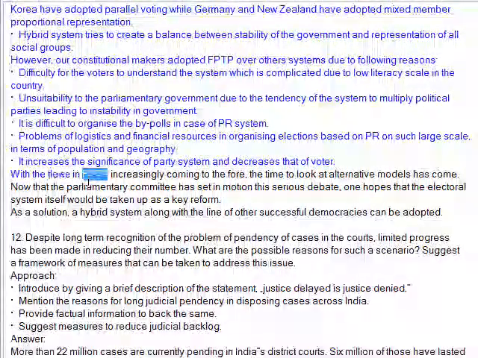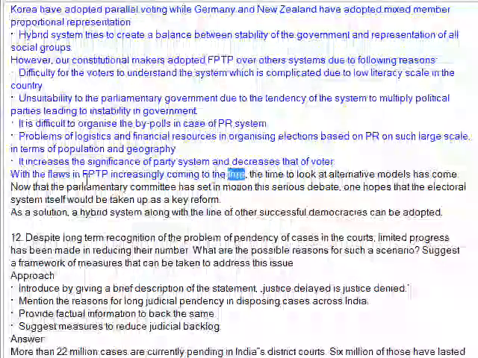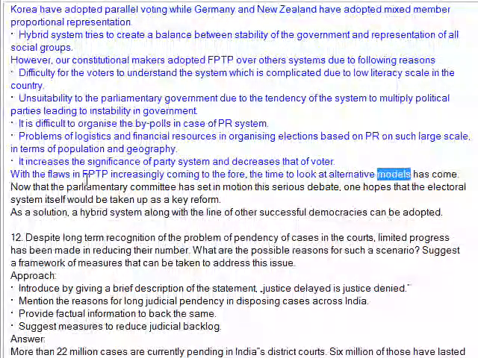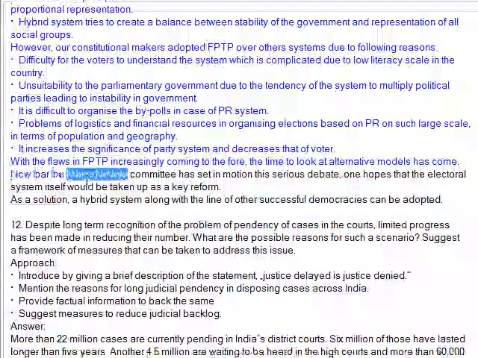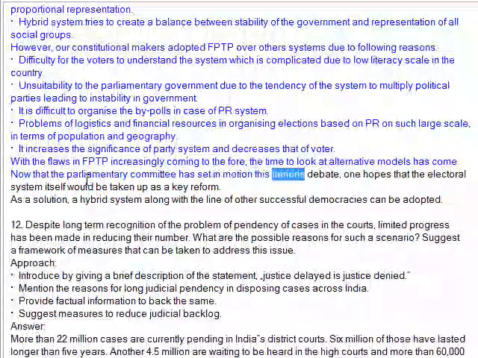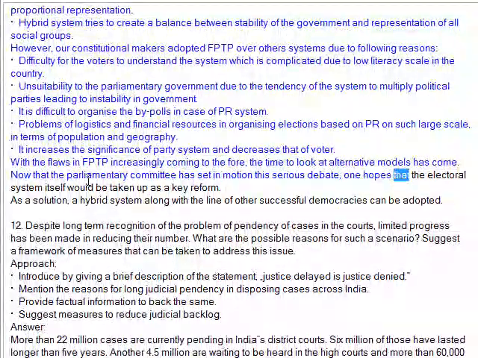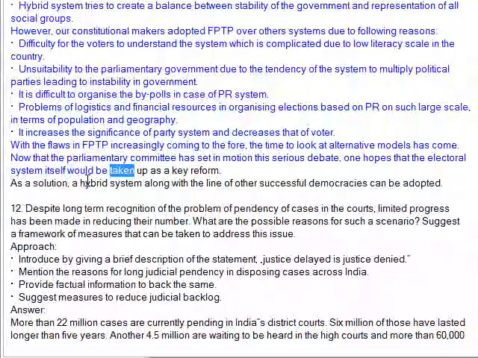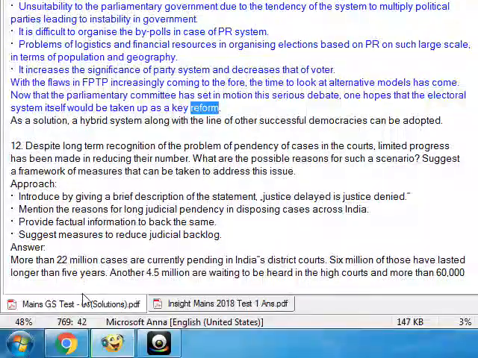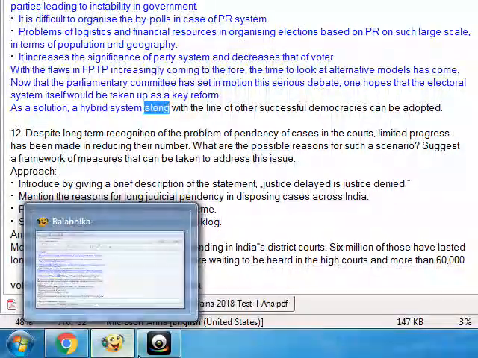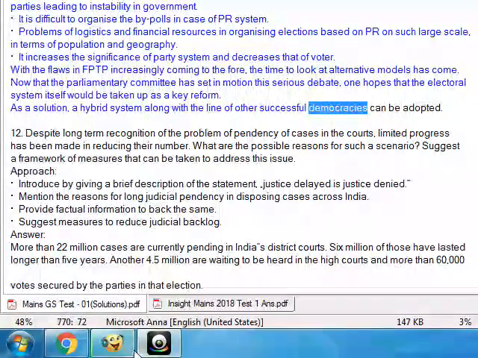With the flaws in FPTP increasingly coming to the fore, the time to look at an alternative model has come. Now that the parliamentary committee has set in motion this serious debate, one hopes that the electoral system itself would be taken up as a key reform. As a solution, a hybrid system along the lines of other successful democracies can be adopted.